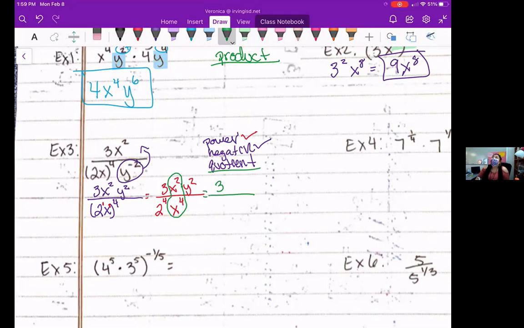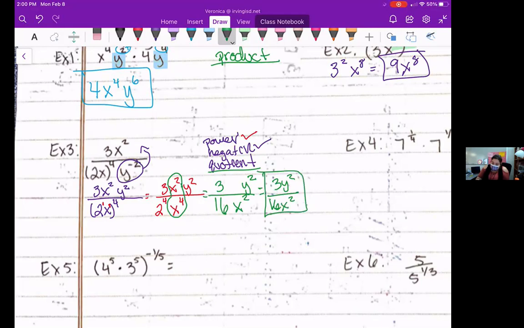2 times 2 is 4, 4 times 2. The bottom. So x squared would go to the bottom. So then your answer would be 3y squared over 16x squared. And this would be simplified.